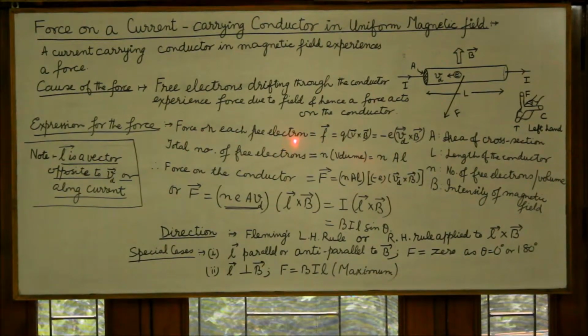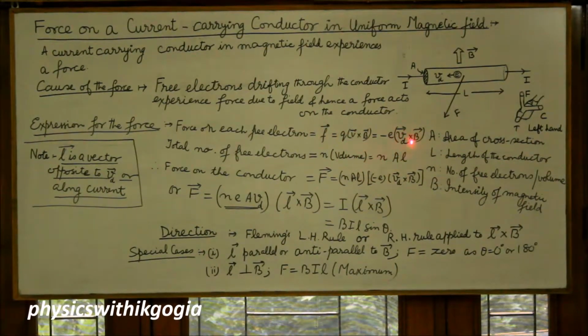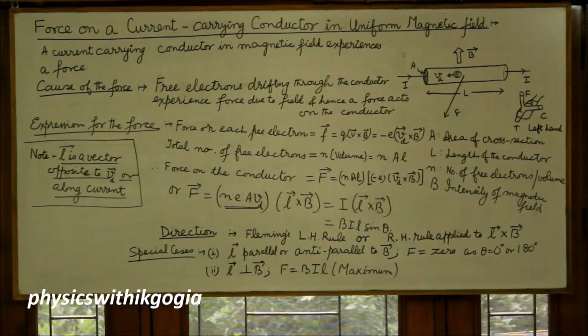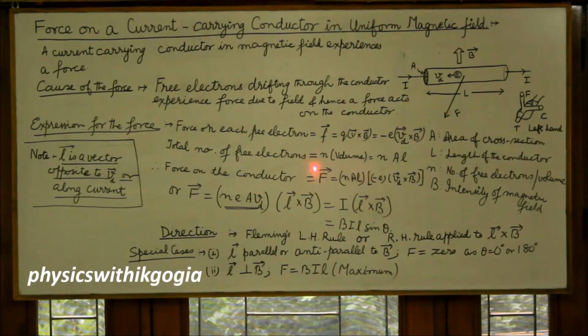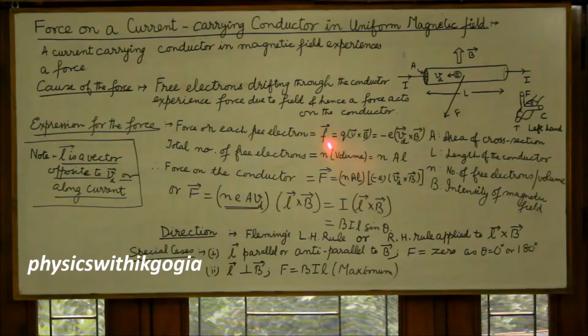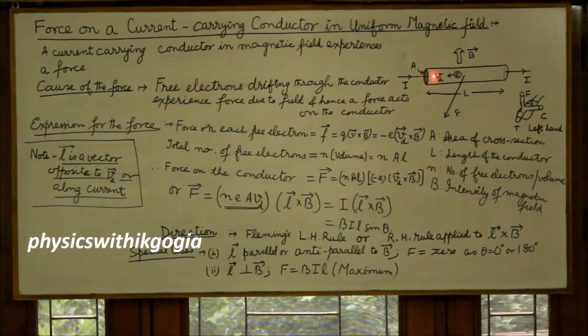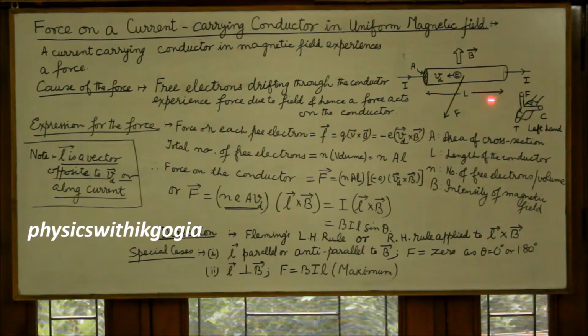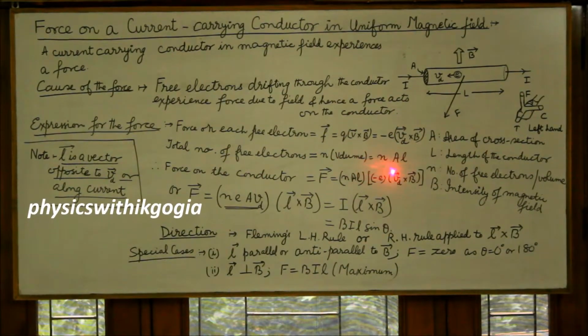Force on each free electron we denoted by small f given by Q V cross B. Here Q is minus e because we are considering electron. The velocity is the drift velocity Vd. Direction is marked in the diagram, Vd cross B. The total number of free electrons in the conductor is given by n, the number of free electrons per unit volume, multiplied by volume of the conductor. Now, volume is given by area of cross section multiplied by length. So total number of free electrons will be n into the volume AL.